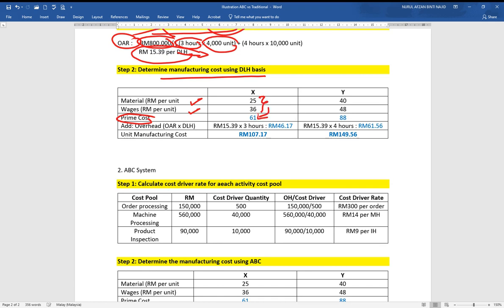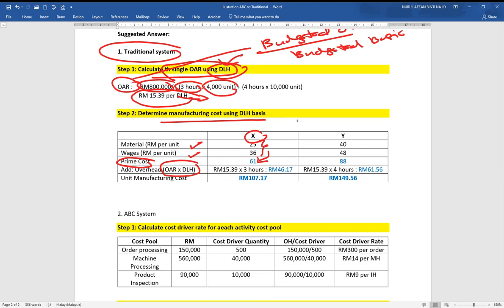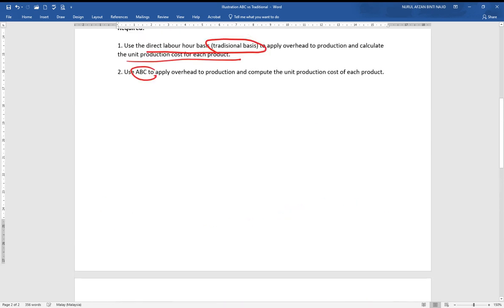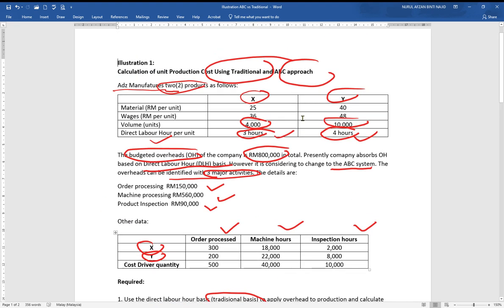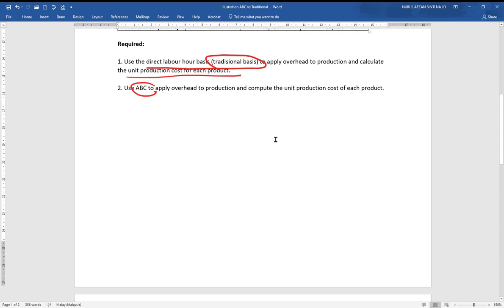So you will get 61 for product X. And now you need to add the overhead. So how to calculate the overhead using the single basis? OAR times the actual direct labor hour. So now the OAR we have calculated above, RM15.39, multiplied by 3 direct labor hours, which is given in the question. Alright, so you have to refer to the question. Alright, 3 hours.